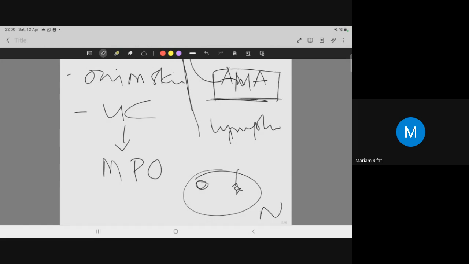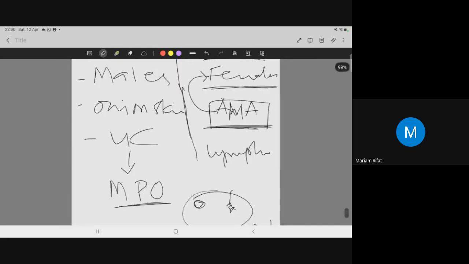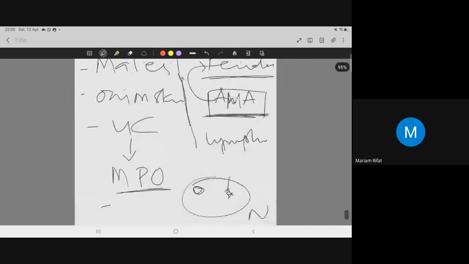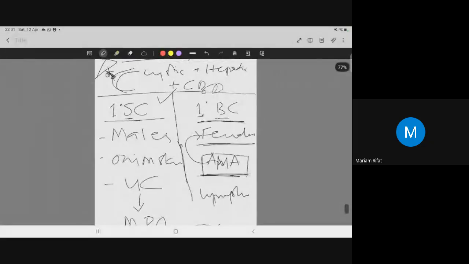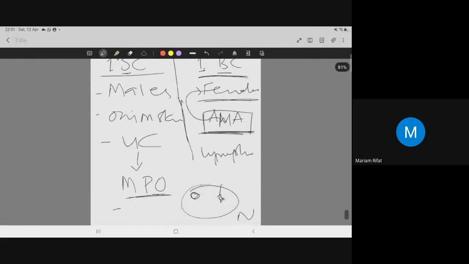Another thing that you should remember, MPO antibody for males, and antimitochondrial antibody for females. And last but not the least thing, this disorder, primary sclerosing cholangitis, can convert into cholangiocarcinoma, like a bile duct cancer, or a gallbladder cancer. Okay, cholangiocarcinoma or gallbladder cancer, both things can happen. So I hope this is very clear, and we are almost done with everything.